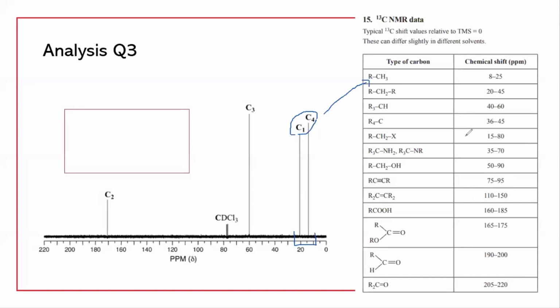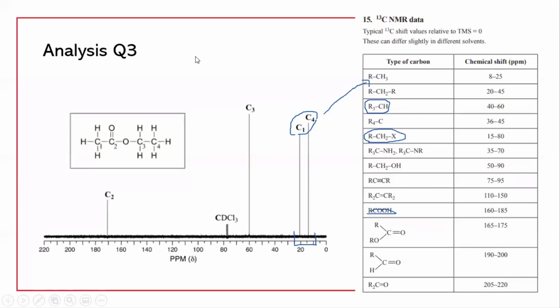Here at 60, we could be this here, which is a haloalkane. Unlikely. We're more likely to be RCH. Then we find this one down here at 170. We're likely looking at something like a carboxylic acid, the same sort of thing there, or an ester. So if we have a look, this here is actually an ester.